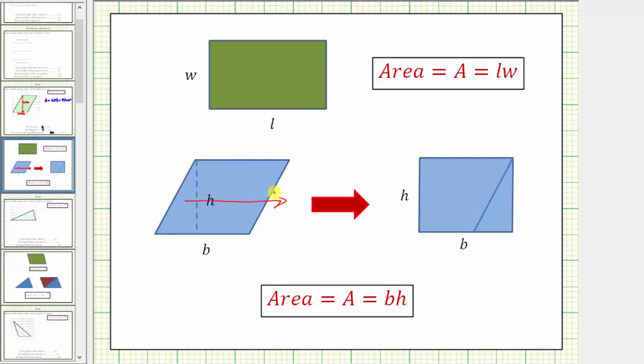to the right, we would form a rectangle as we see here, where the length of the rectangle is the base and the width of the rectangle is really the height, which is the reason why the area formula for a parallelogram is area equals base times height. The same formula as the area of a rectangle using different variables.